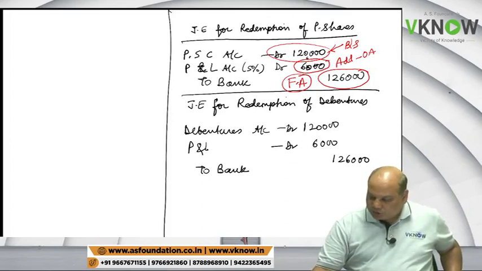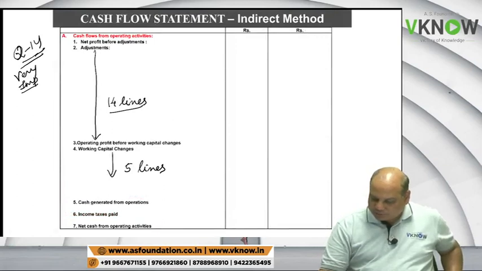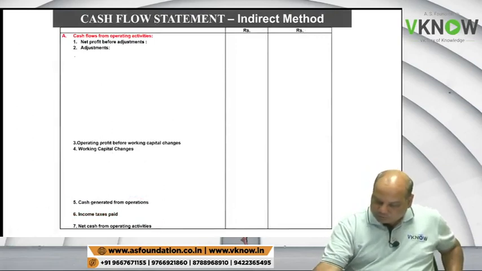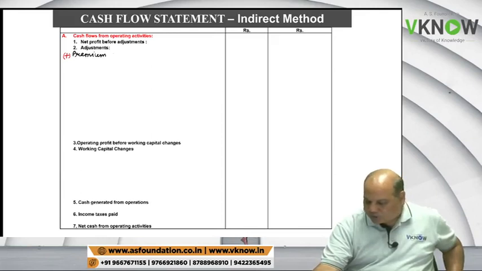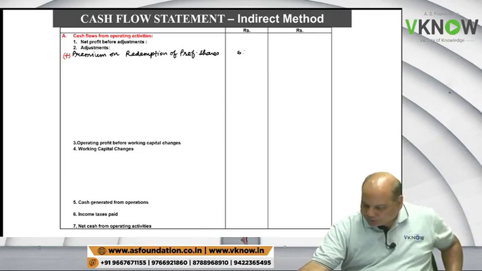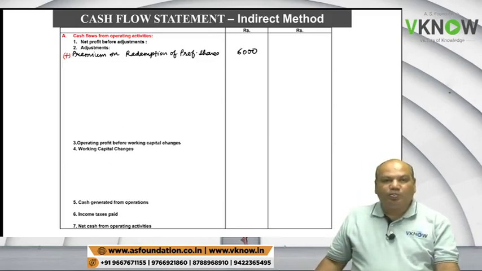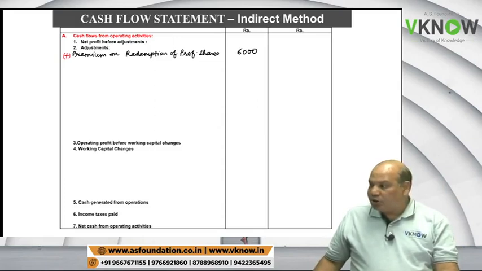So let us come to adjustments in operating activity. Right here, add back premium on redemption of preference share. Why add back? Because premium payment on redemption of preference share is a financing activity, but they have debited P&L account. We are assuming they have debited P&L account.